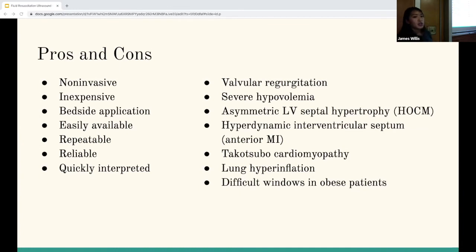These are situations basically where you have valvular regurgitation or asymmetric ventricular contraction. Certain cases, like if you have severe hypovolemia and ventricles are collapsing, or where you have septal hypertrophy, like in HOCM, where different parts of your ventricle are contracting differently, then you're going to get skewed measurements. And as with all ultrasound techniques, it can be difficult to get good windows in obese patients.